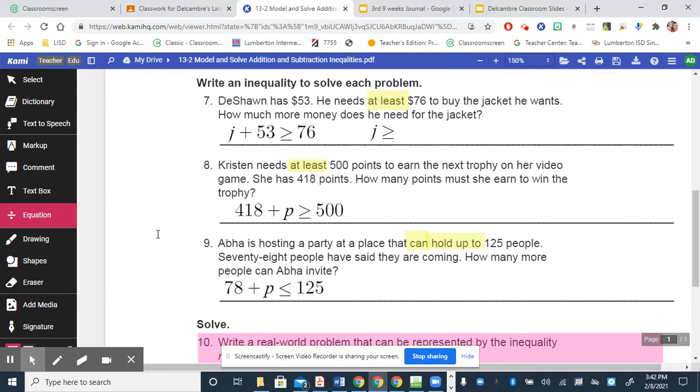Kristen needs at least 500 points to earn the next trophy on her video game. She has 418 points. How many points must she earn to win the trophy? At least, again, is greater than or equal to. So that 500 is going to go to the right. That's the minimum she can have. She can have more than that, she can have exactly 500 points, but there's no way she can have under 500 points. So 418 plus P is greater than or equal to 500. And you need to figure out how many points she still needs to earn.